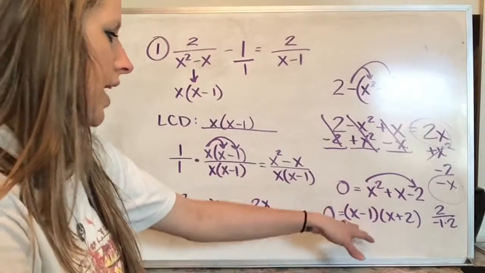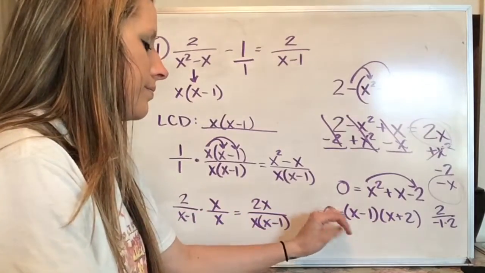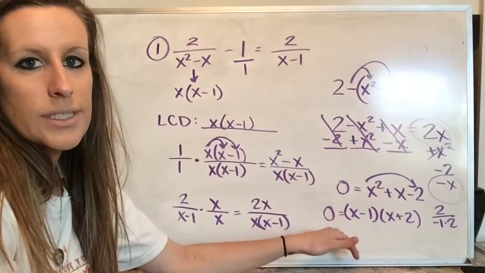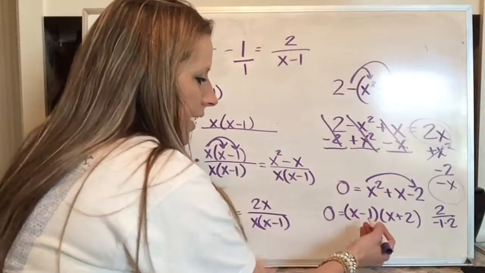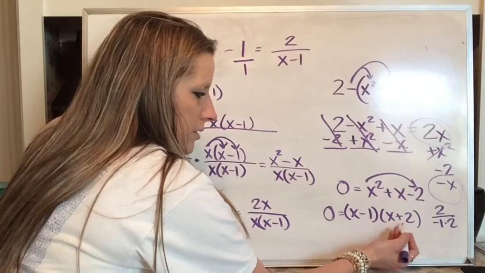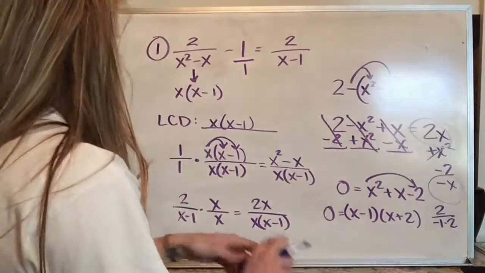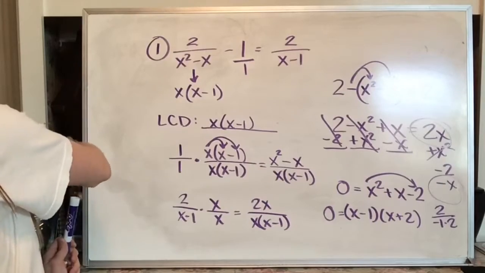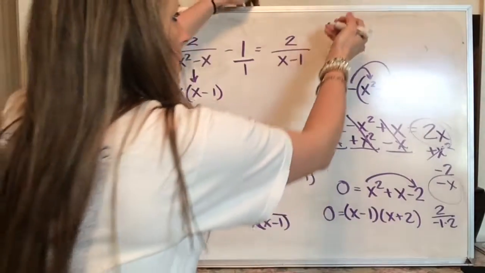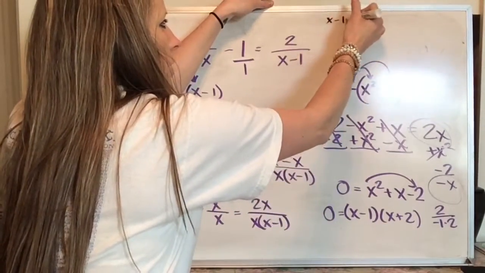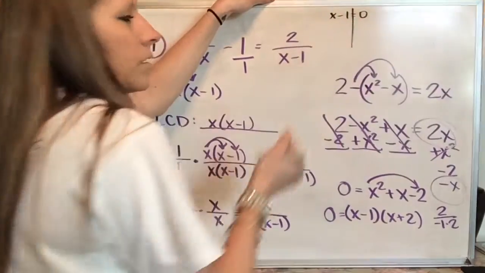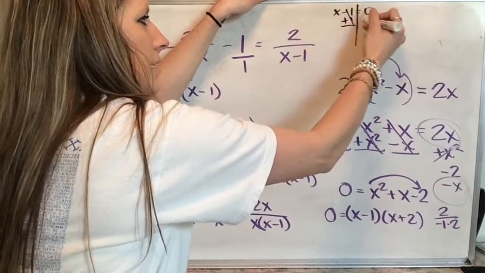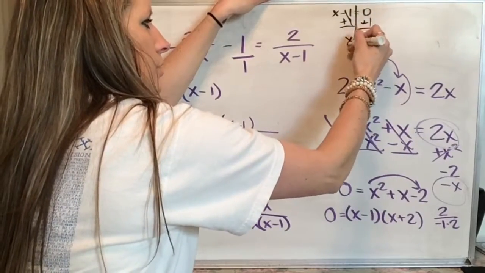All right, and that's just factoring. The next part, we're going to set each factor equal to 0. So we're going to set x minus 1 equal to 0 and x plus 2 equal to 0. I'm running out of room here, I'll do it up here. x minus 1 equals 0. Okay, so I'm going to add 1 to both sides, and x equals 1.